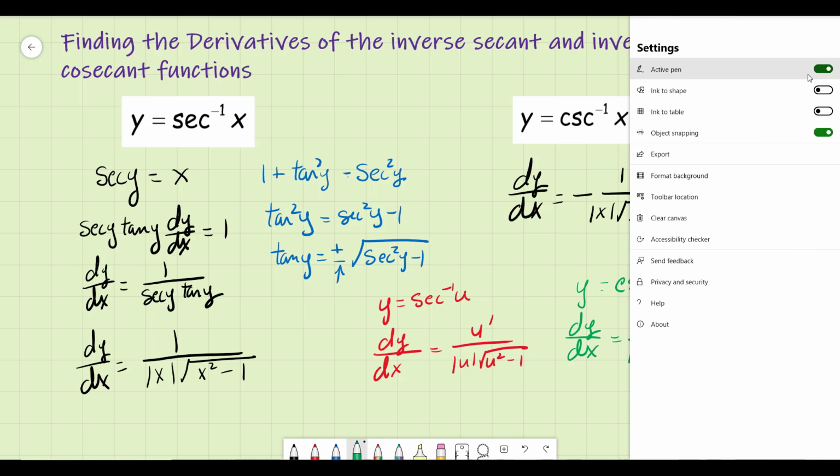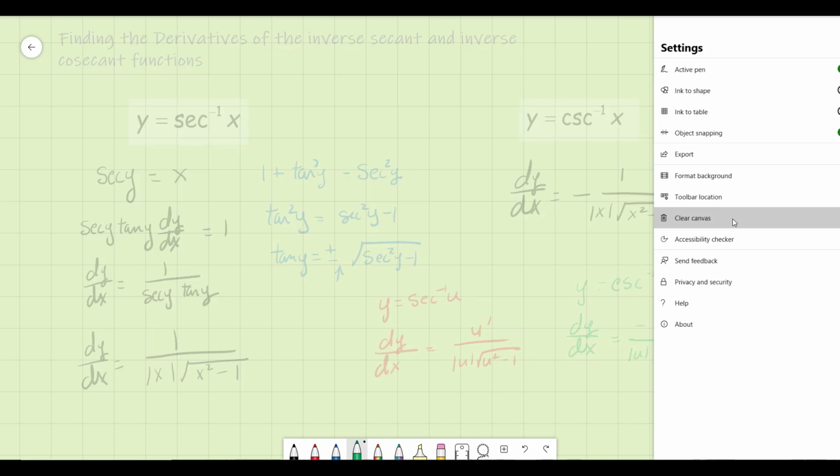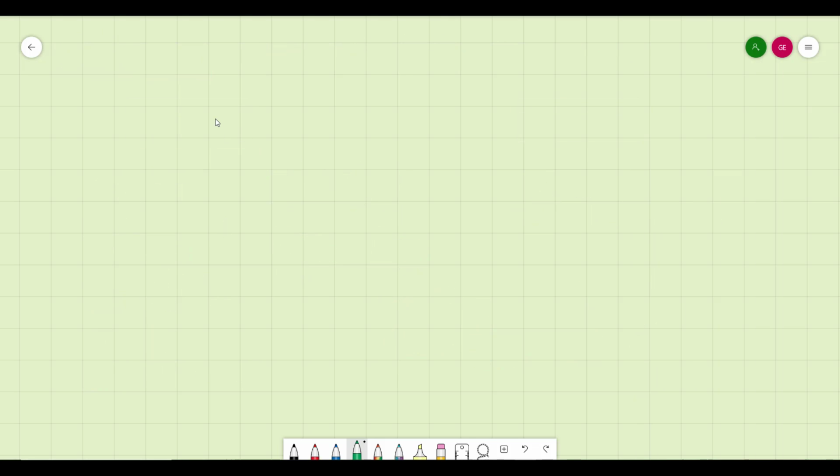So what I want to do now is take a look at a couple of examples. So I'm going to clear all this out and let's take a look at y equals the inverse secant of 3x to the fourth, and let's take a look at y equals the inverse cosecant of 2x minus 4.